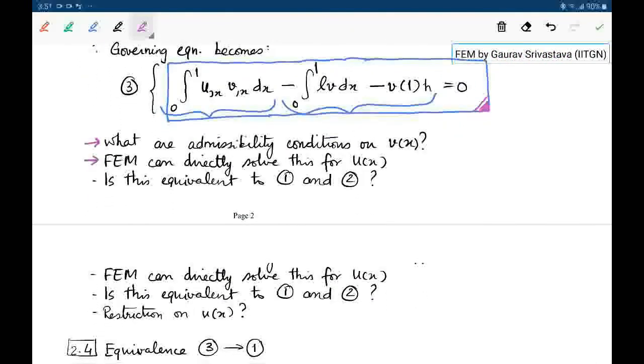Now another question to ask is whether this form is equivalent to the earlier forms. If this form is not equivalent to the earlier forms, that will indicate that we are not solving the same problem, although we may think we are solving the same problem. So this is what we will see next.